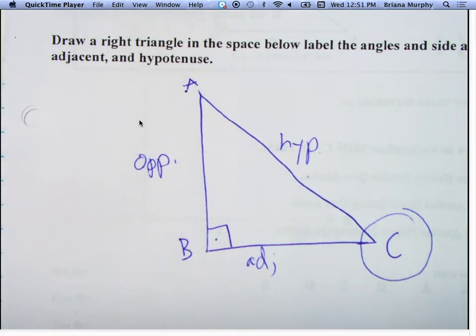You did learn this last year in geometry. We are reviewing it today. Okay, there is no talking going on.